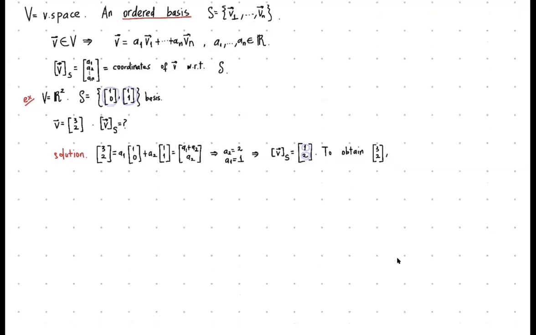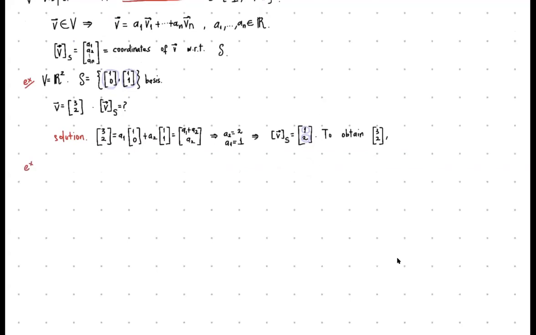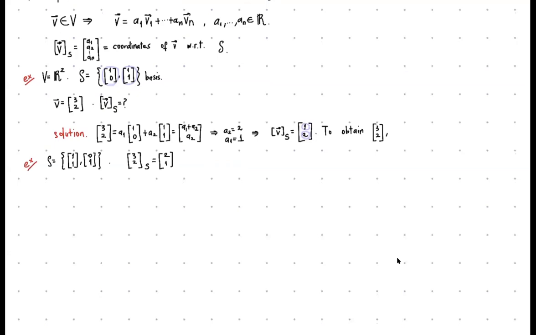So let's look at the same problem, but this time let's change the order of the basis: (1, 1) and (0, 1). Then the coordinates of the same vector (3, 2) with respect to this basis S will change, right? This time you have to go 2 units in the direction of the first vector and 1 unit in the direction of the second vector. So here the order changed. There is no such thing as a correct order. Okay, so that's it.